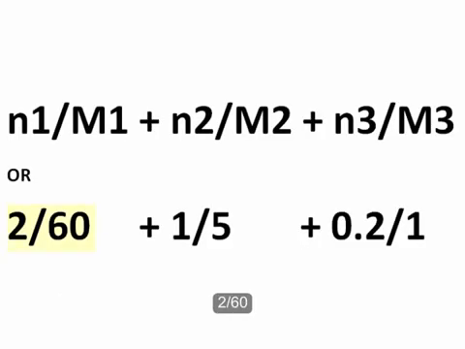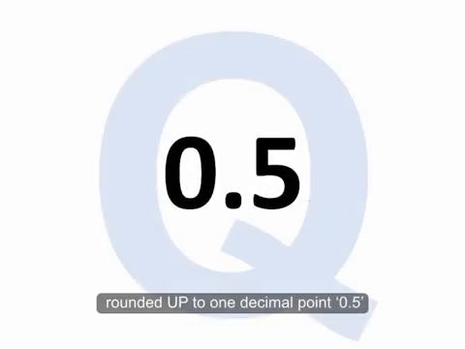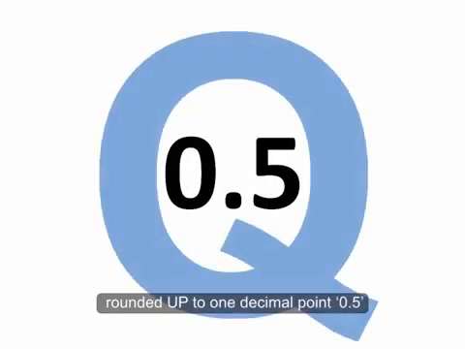Or 2 over 60 plus 1 over 5 plus 0.2 over 1 equals 0.43, rounded up to 1 decimal point, 0.5.